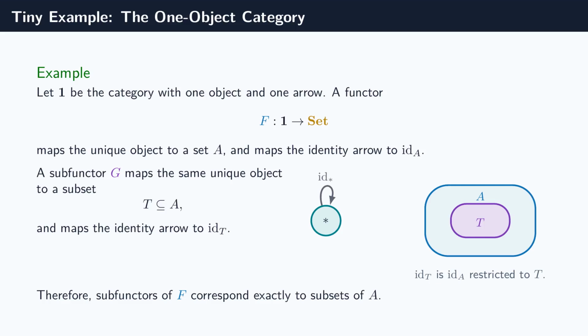The one-object category is a tiny example, and tiny examples are very useful. There is only one object and only its identity arrow. A functor sends that object to a set A and sends the identity arrow to the identity function on A. A subfunctor simply chooses a subset T of A, and the identity restricts to the identity on T. So here, subfunctors are exactly subsets.